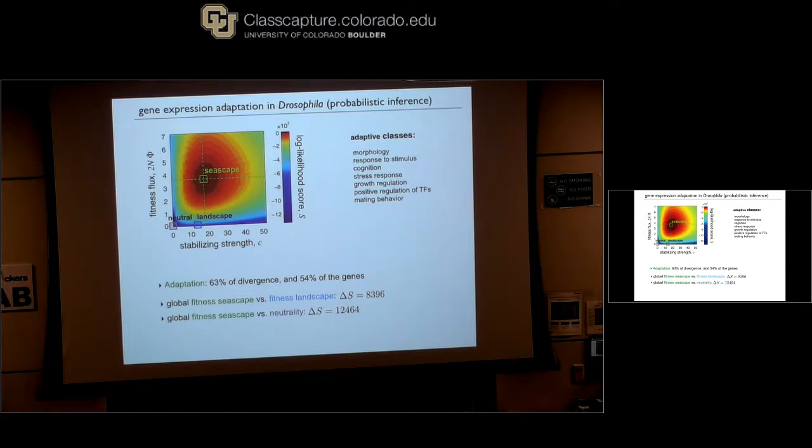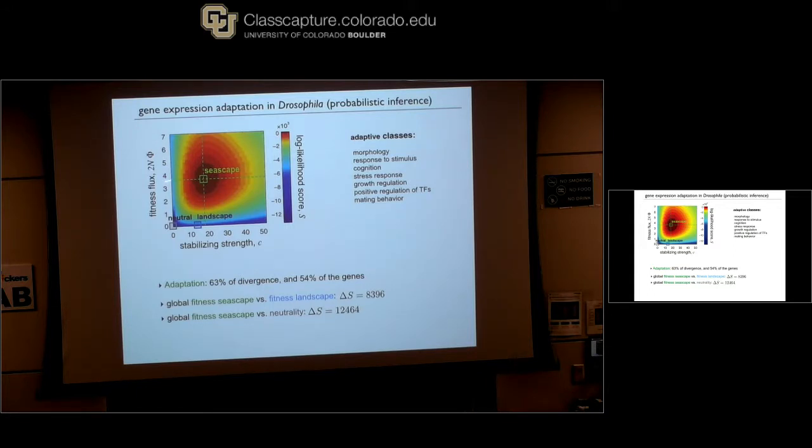The sort of landscape or seascape that I'm showing here is averaged over many genes. So it's basically what we should see from this curve, and it's a way of characterizing this curve in a more robust statistical way. So you can then compare different hypotheses about gene expression evolution. So this is basically the area that would give you the fitness seascape.